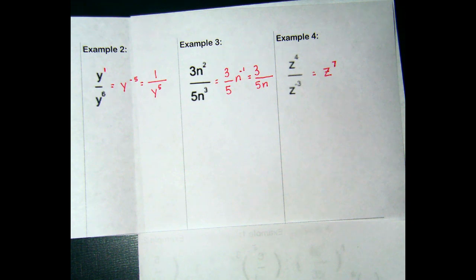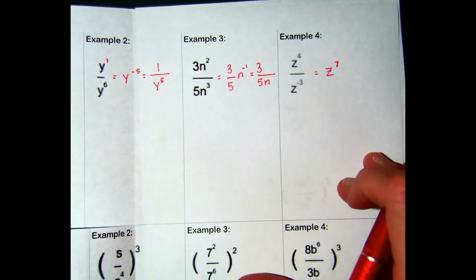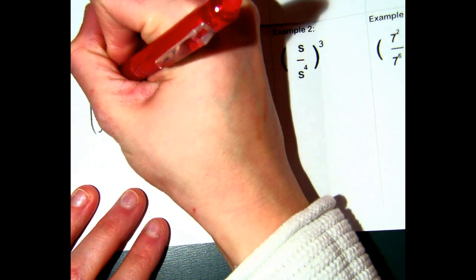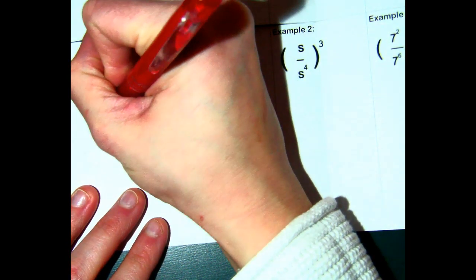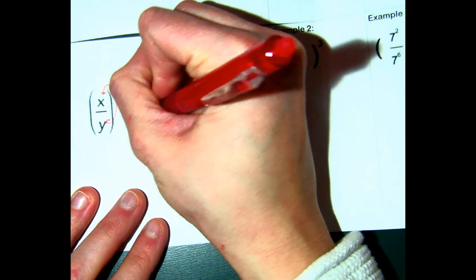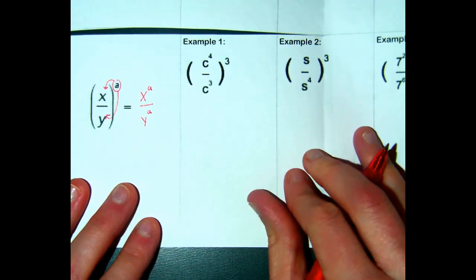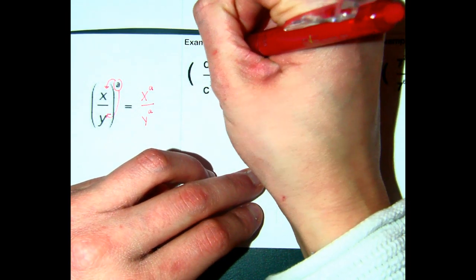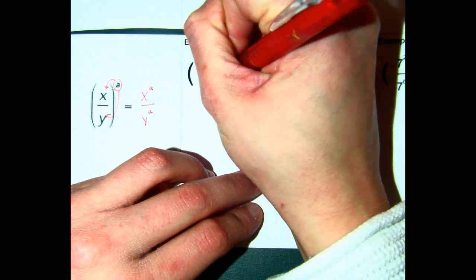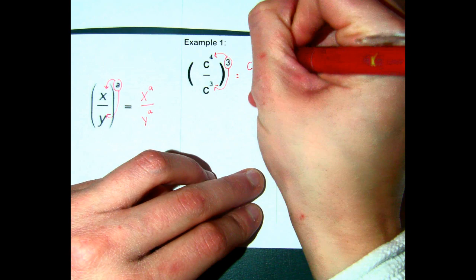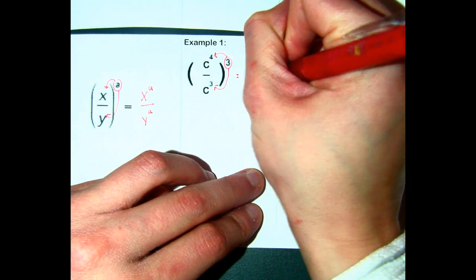Now let's talk about power of a quotient. This is very similar to one of the multiplication rules we had, where it's like the distributive property. The exponent goes with x, the exponent goes with y. So I have x to the a over y to the a. Remember, when we do this, we are, like the distributive property, multiplying. So I have c to the 12th over c to the 9th.